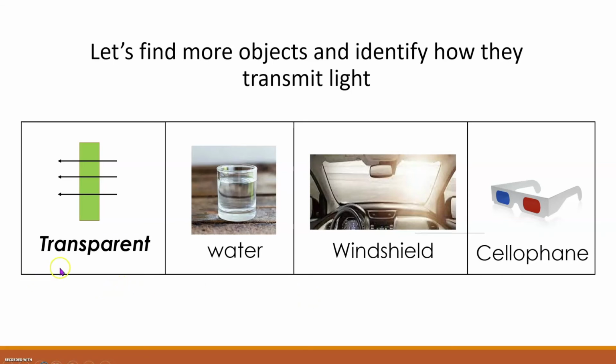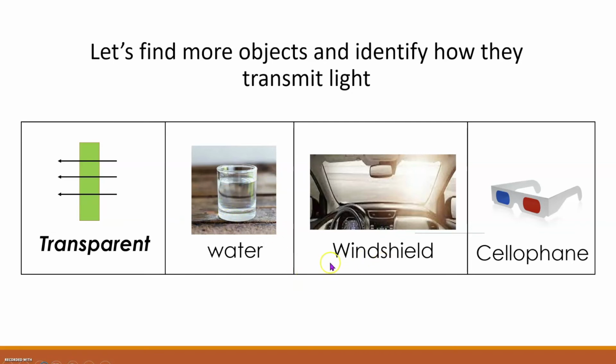The first one is the transparent material. Repeat after me, transparent. Very good. A transparent material transmits most of its light, so we can see right through a transparent material. The first object is water. Everybody repeat after me, water. Very good. So, what material is water? It is a transparent material because the light transmits right through water.